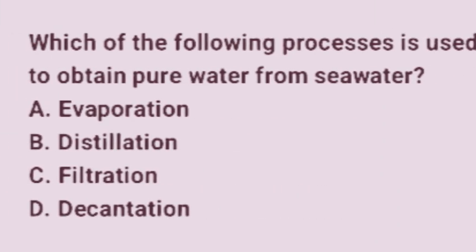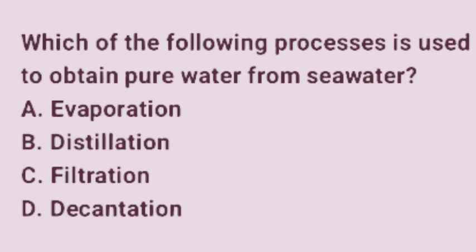The next question says, which of the following processes is used to obtain pure water from seawater? A, evaporation. B, distillation. C, filtration. And D, decantation. The correct option there is option B, distillation.